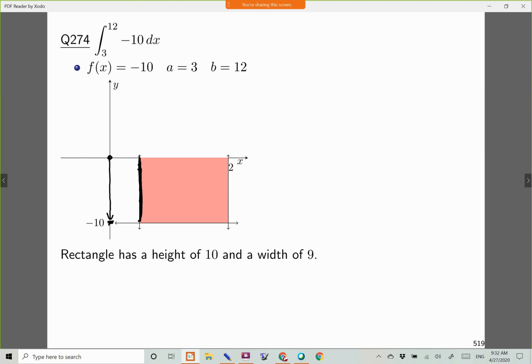The width of the rectangle is 9, right? Because you've got this tick mark of 3 and this tick mark of 12. So to get the width, it should be 12 minus 3, which gives you 9. Okay, so look, this rectangle in a geometry sense, we just say has an area of 90, right?